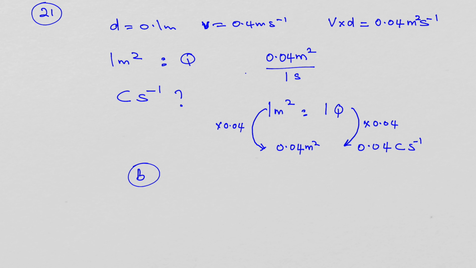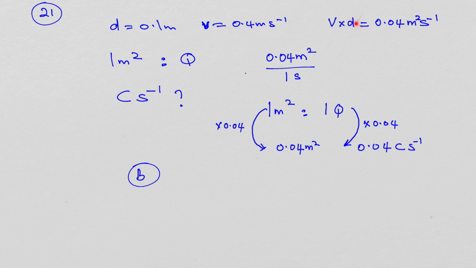21. A rubber belt in an electrostatic machine has a width of 0.1 meters and moves with a speed of 0.4 meters per second. Each square meter of the belt carries a charge in coulombs, and the charge is removed and transferred to a metal sphere. What is the charge collected by the sphere each second? So we have the distance here, 0.1 meter, and the velocity, 0.4 meters per second.